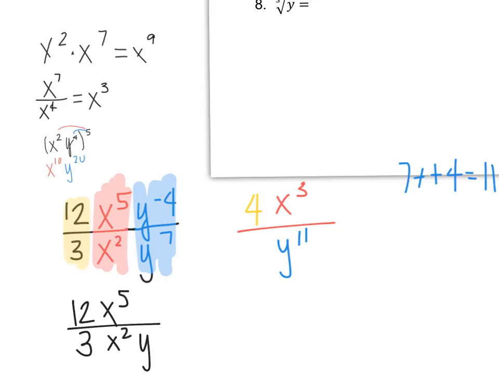If I had written this as y to the positive 4th in the denominator, what do you do with the 7 and the 4 that are both in the denominator? You add them, which is what we ended up doing here. We ended up adding 7 and 4 anyways. So either way it works, whatever makes the most sense to you.